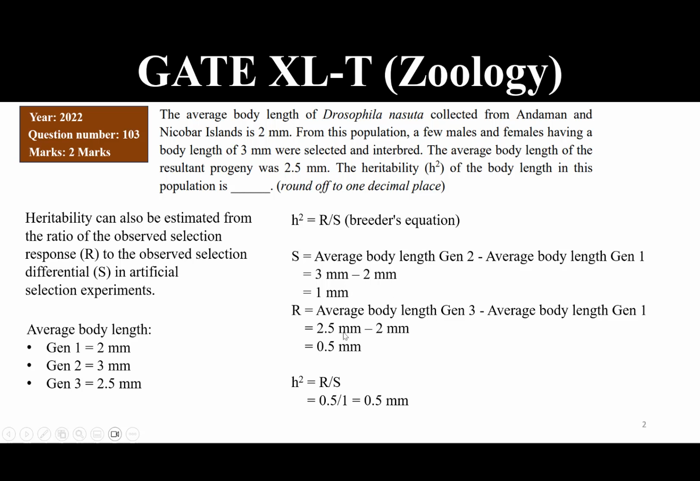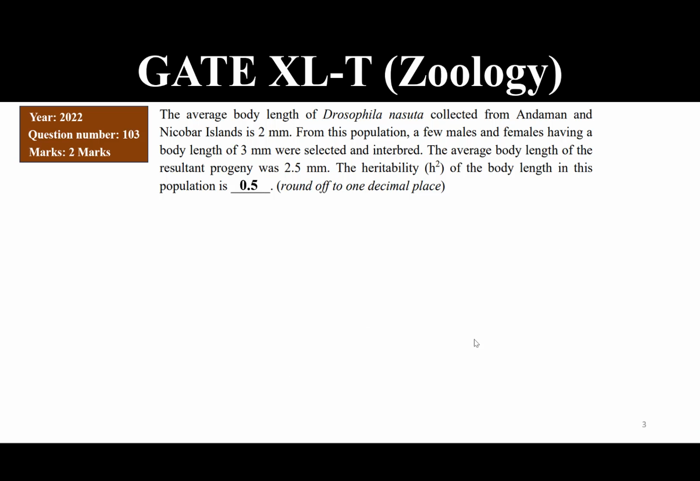R is the response to this observed selection. So what happened after the selection was made? The observed change was 2.5 mm as the body length in these progeny from the selected individuals. So R is the difference between the body length of generation 3 and the original population, which was 2. So the difference is 0.5. Now we apply this S and R to the equation, where h squared is given by R by S, that is 0.5 by 1, which is 0.5. So therefore the answer to this question is 0.5.